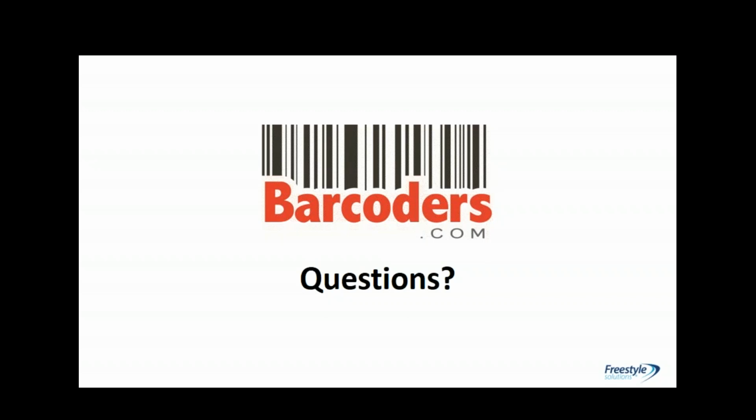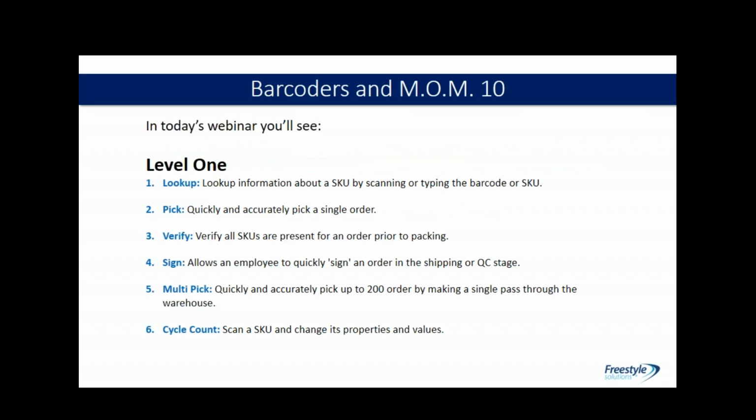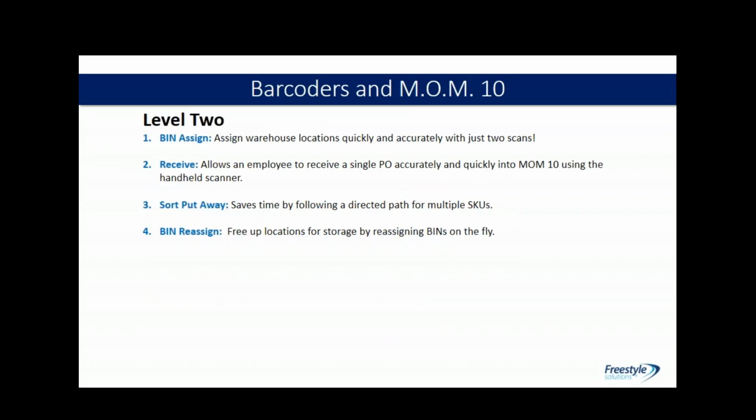All right, guys, just to give you a quick rundown of everything again, these are some of the things that you saw today in Level 1 and Level 2, which are part of the Barcoders integration here. Once again, Gordon went through a lot of the features and a lot of the step-by-step processes, how to work them within Barcoders and M.O.M 10, just once again stressing that it is for M.O.M version 10, using the version 10 API. So here's what we saw at Level 1, and then here's what Level 2 is all about as well.